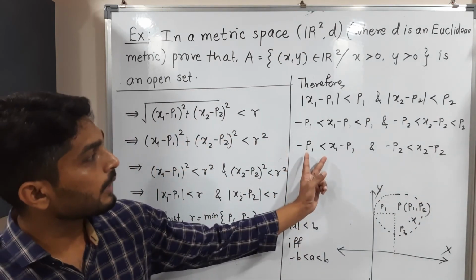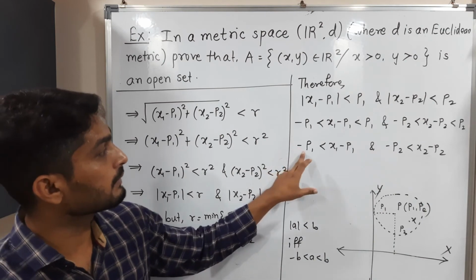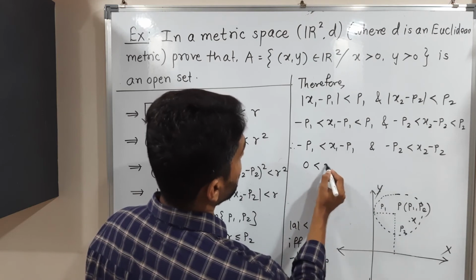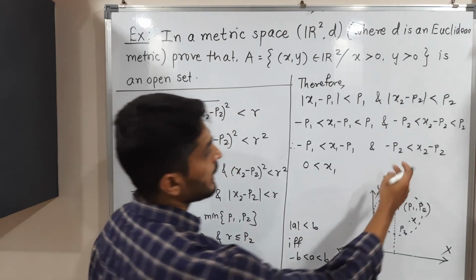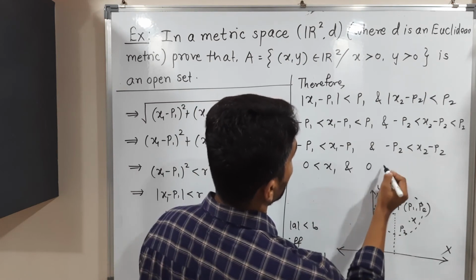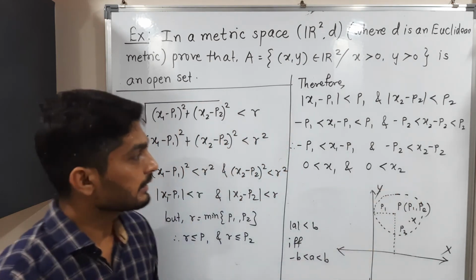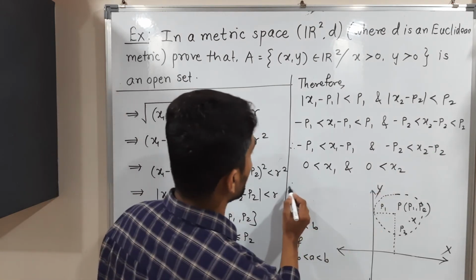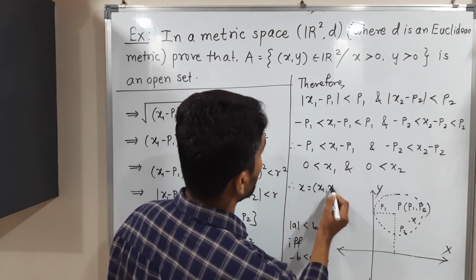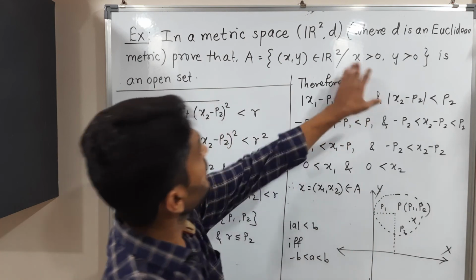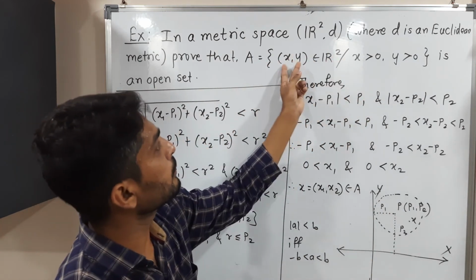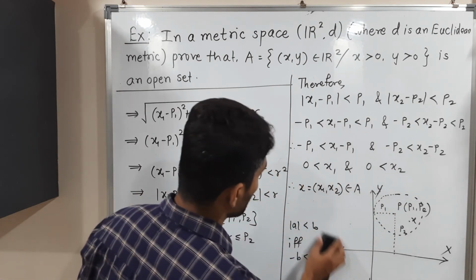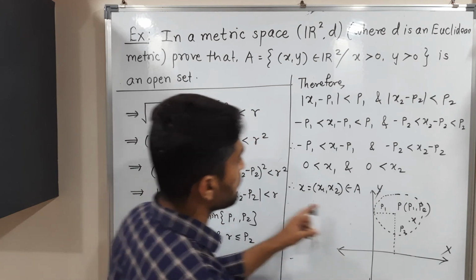Getting? So I am going to add p1. What will happen if you add p1? Minus p1 plus p1 will cancel and give 0, and on the other side we will have x1 only. Here I will add p2 on both sides, so therefore 0 less than x2. That means x1 is positive, x2 is also positive, both of them are positive. Therefore the point x having coordinates x1 and x2 is a member of A, since A has the same condition: both components are positive. So here we have proved both components are positive. Let me remove it. It is not required now. So x belongs to A.